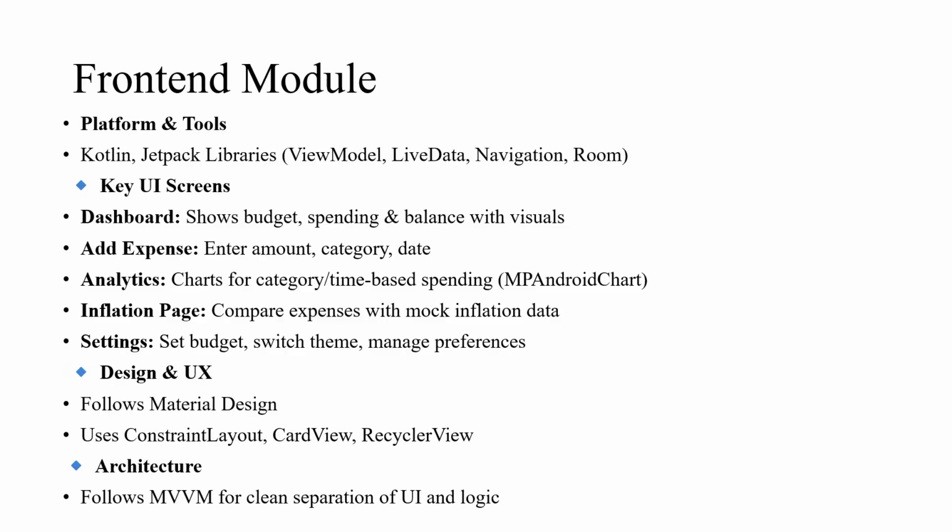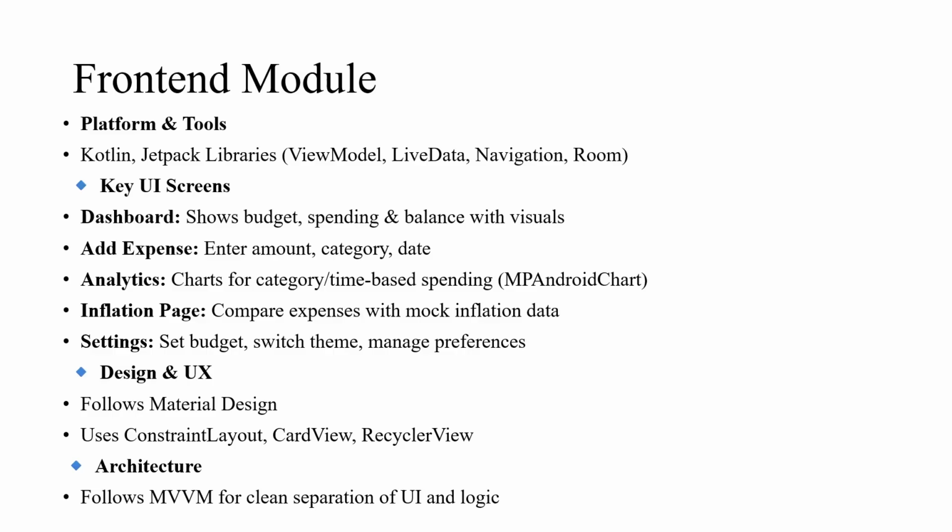The key UI screens that we have are, first, our dashboard. This shows the budget, spending, and balance with visuals. Add expenses, we can add the expense in this page by category and date. The analytics page shows how much you spent over time by using the MPAndroidChart library in the Kotlin file. Next, we do have the inflation page where we compare expenses with mock inflation data.